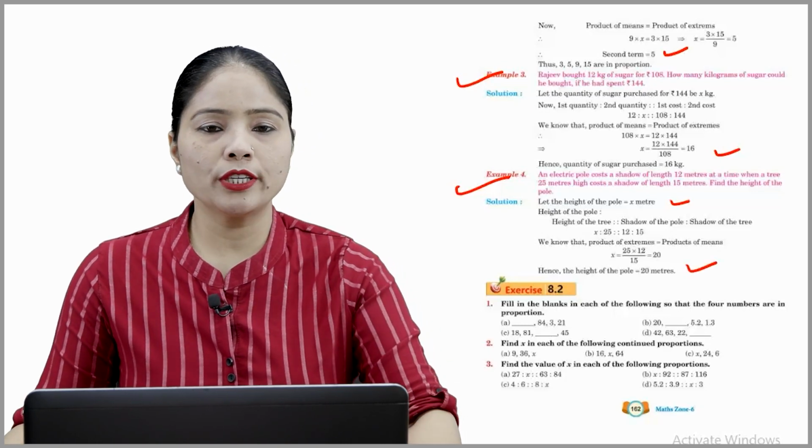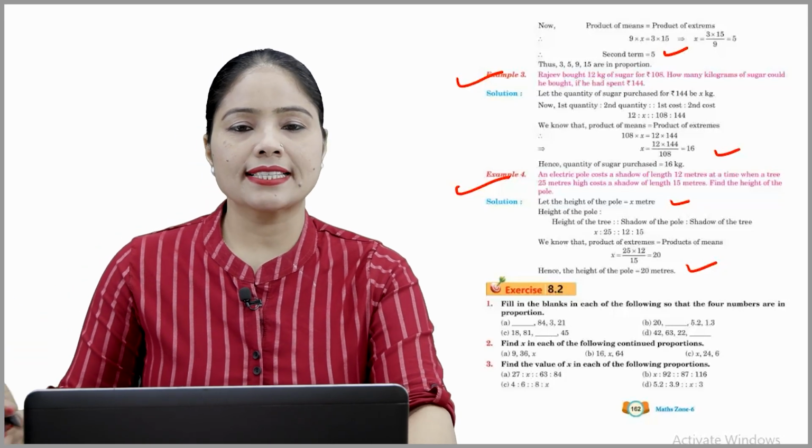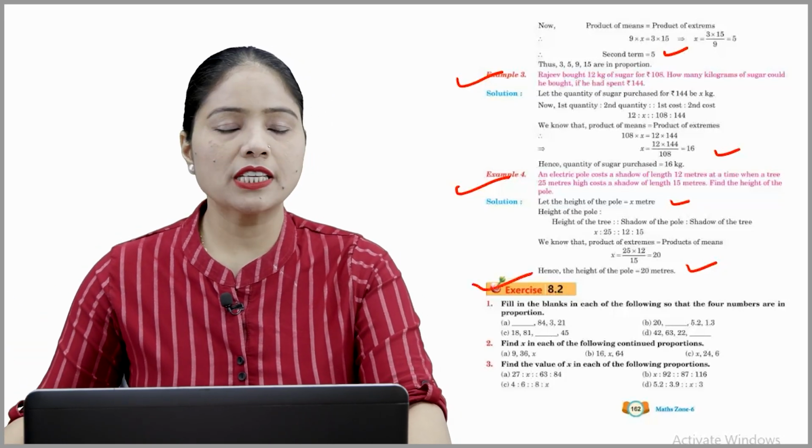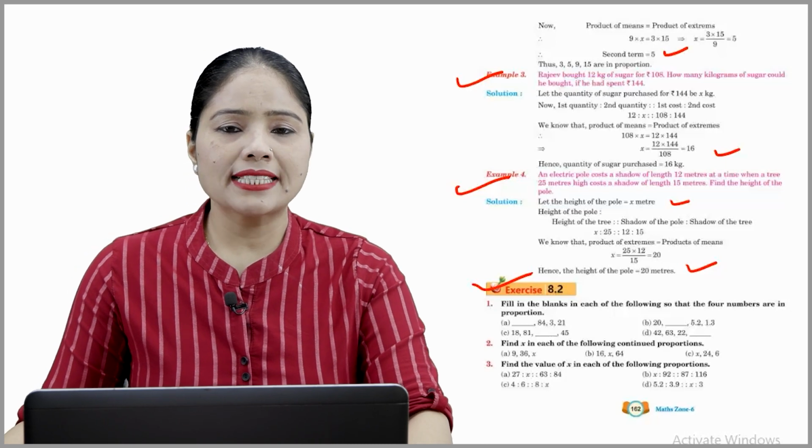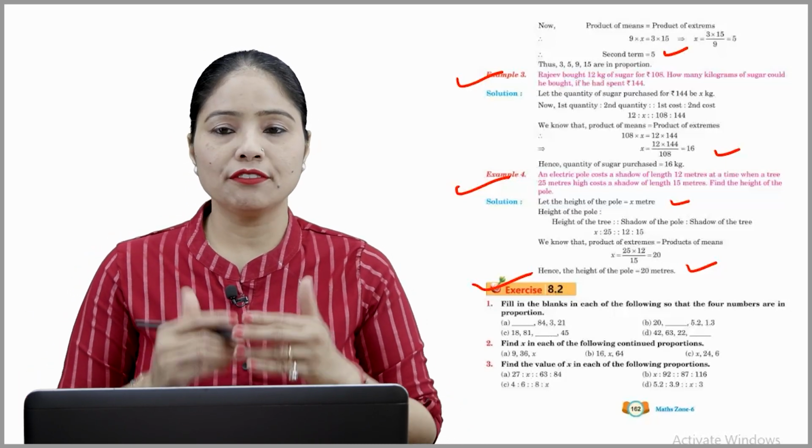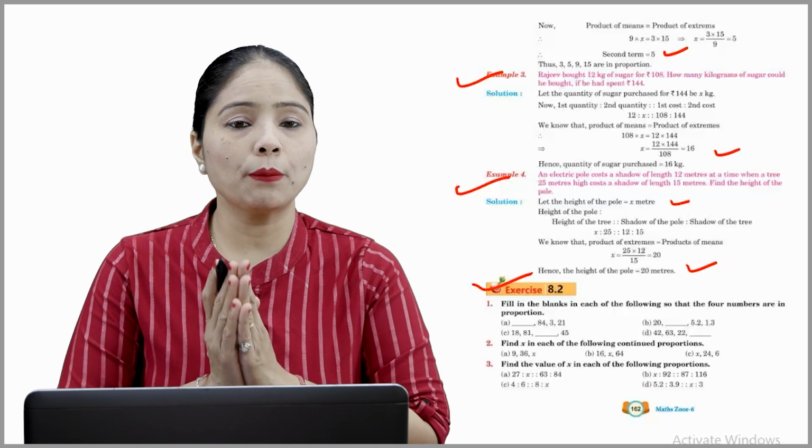Okay. I hope you understood well. Now move on to exercise 8.2. First one is, fill in the blanks in each of the following so that the four numbers are in proportion.